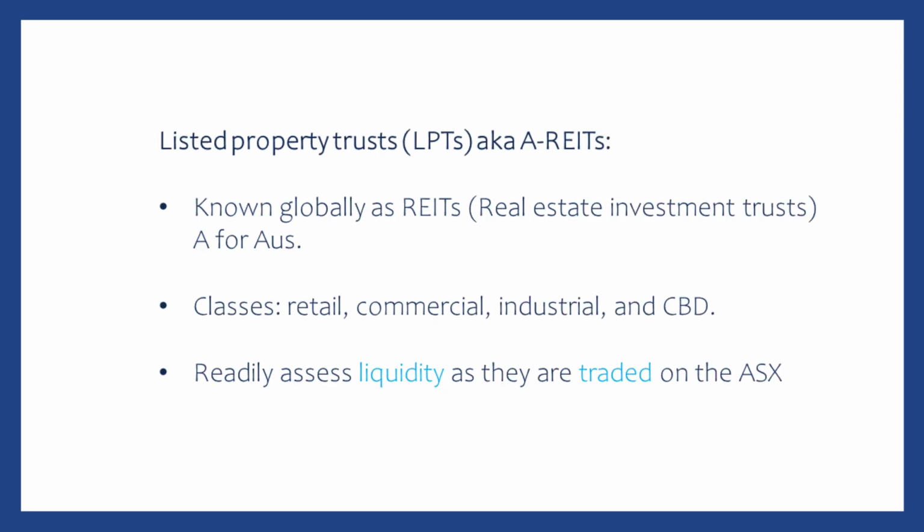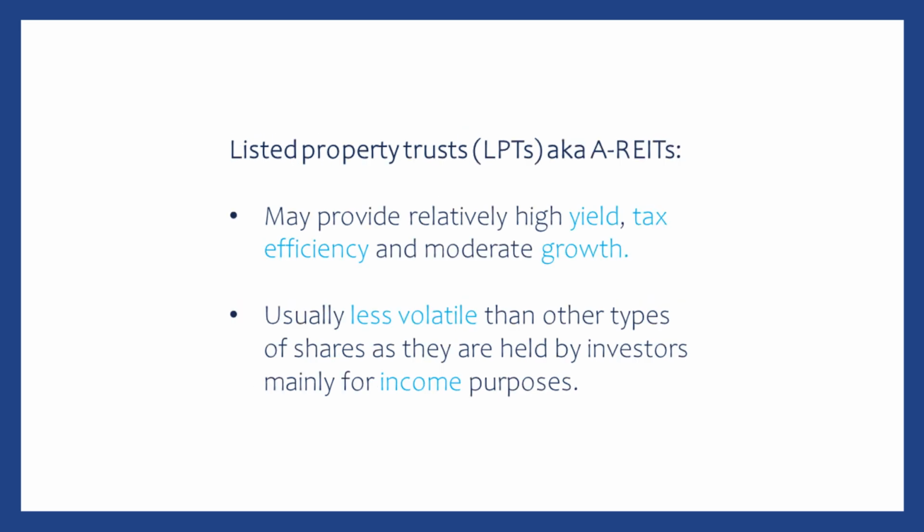Listed property trusts, also known as AREITs, are classified into retail, commercial, industrial, and CBD, and are traded on the ASX. They may provide relatively high yield, tax efficiency, and moderate growth. They are usually less volatile than other types of shares, as they are held by investors mainly for income purposes.